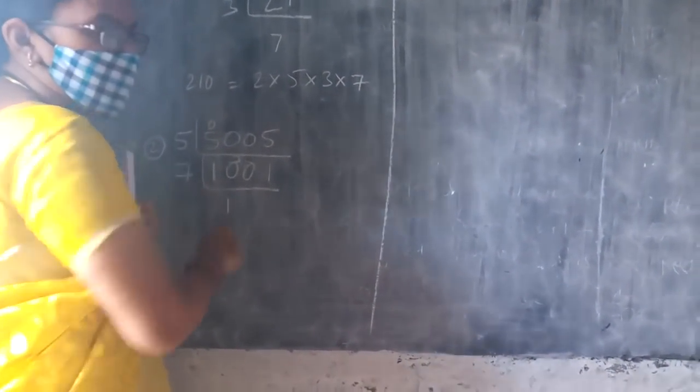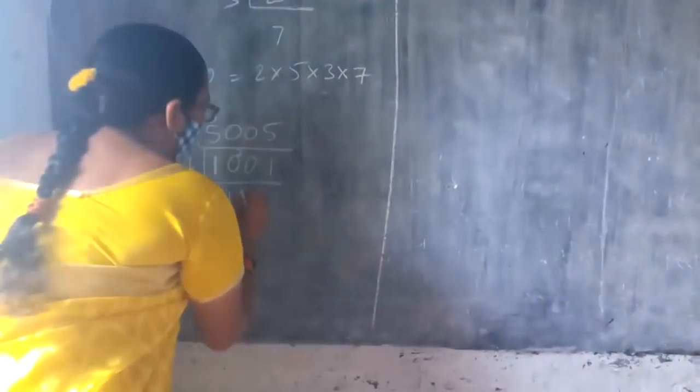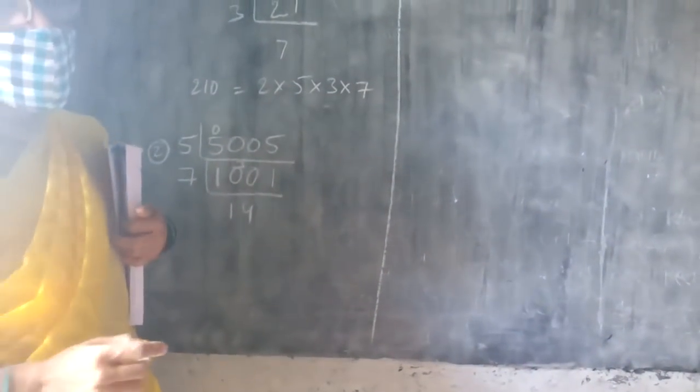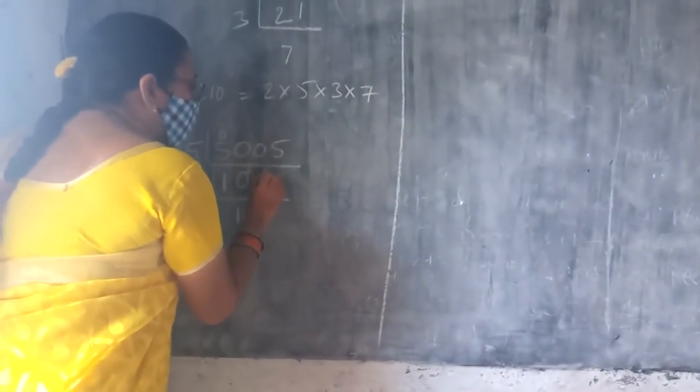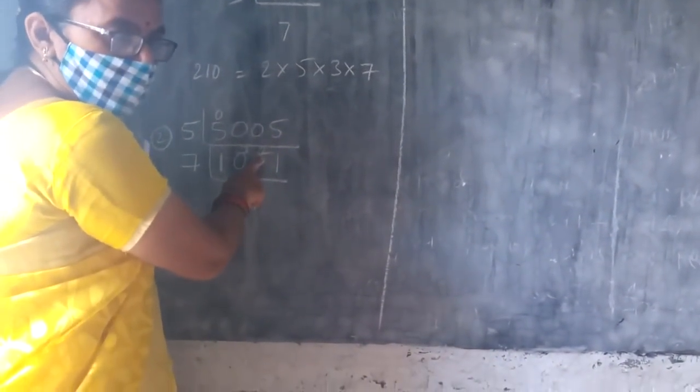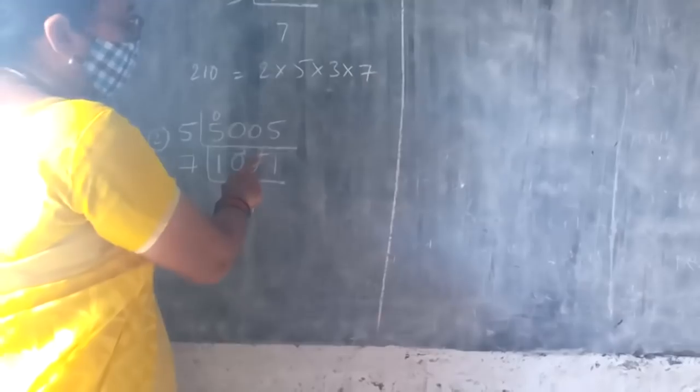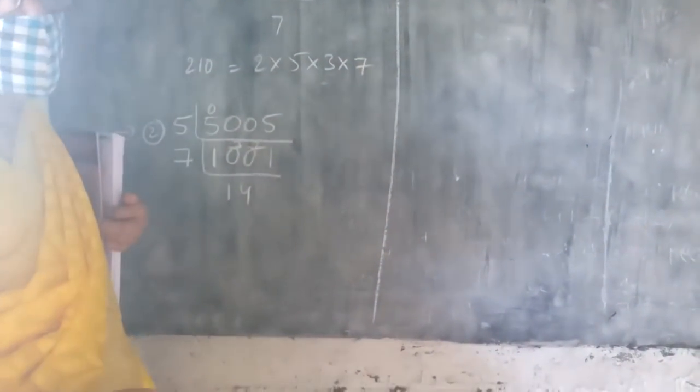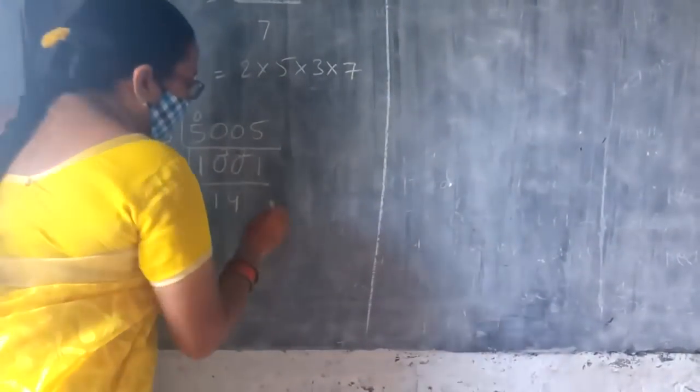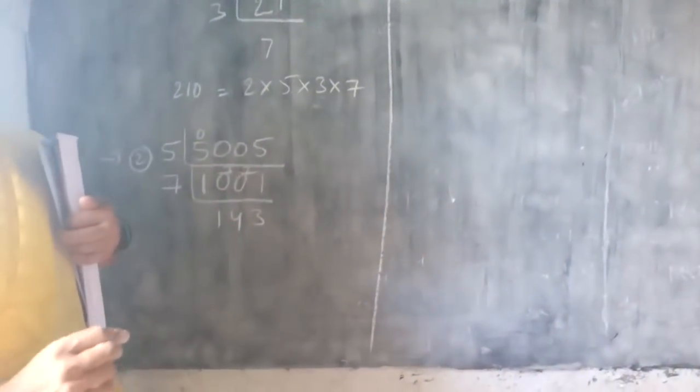How many times is it divisible by 7? 7 fours are 28. What is the remainder here? 2. The value of 2 is 20. 20 plus 1 is 21. How many times divisible? 7 threes are 21.